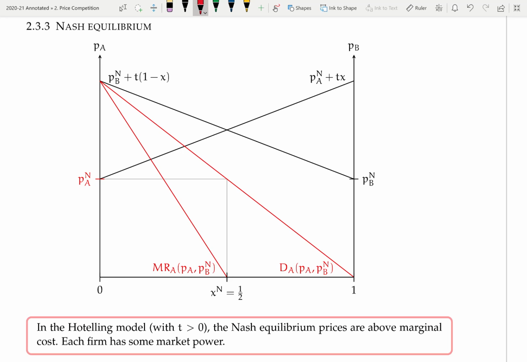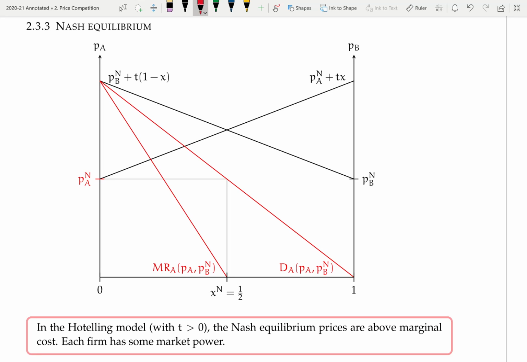And we can see this indeed is a profit maximizing quantity and price because the marginal revenue of firm A crosses the horizontal axis here, the marginal cost, at this point. If we drew the demand curve for firm B and the marginal revenue for firm B, they would look very similar. They would be the same as these red lines, but reflected about the halfway point here.